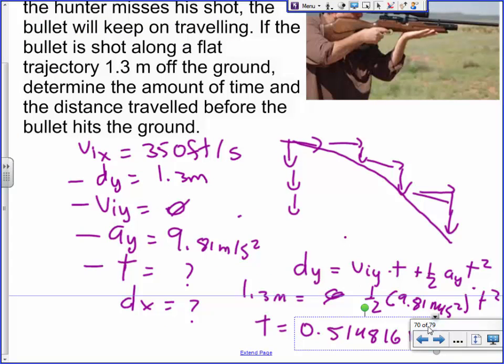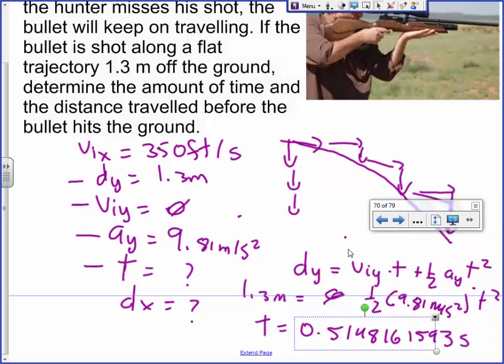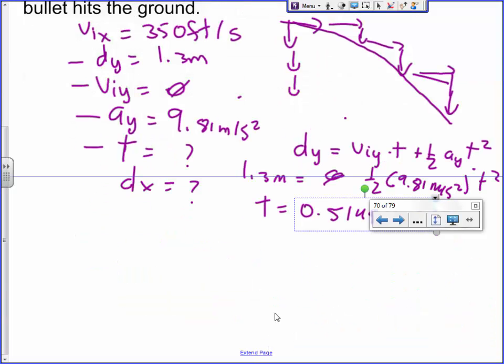Okay. So far, so good. We know how long it's going to take this bullet to hit the ground. Well, in the x direction, the bullet is always traveling consistently, really. The only reason the bullet stopped is because it eventually hit the ground. Right? But it's traveling at a constant velocity.